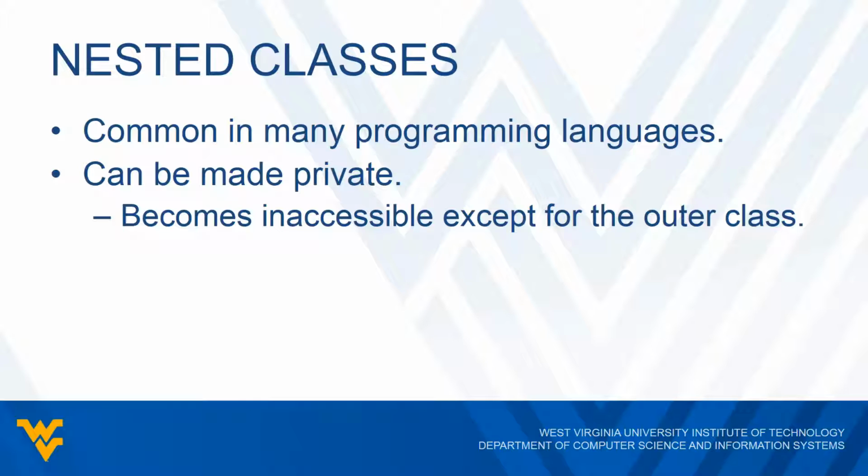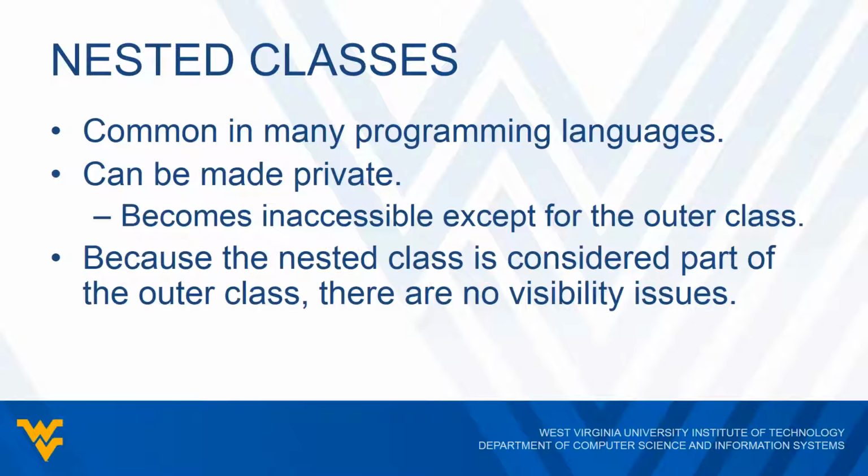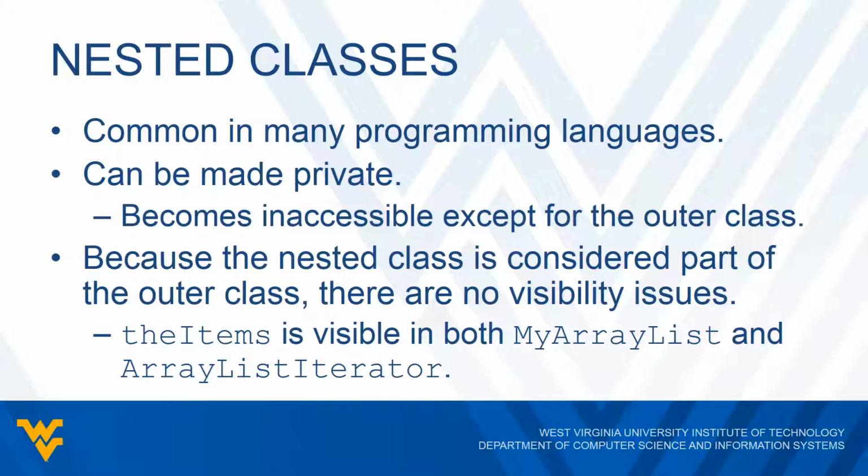But a bigger deal is that because the nested class is part of the outer class, there are no visibility issues with any of the instance variables or methods inside of either class. That means in this case, the items variable is visible for both myArrayList and the ArrayList iterator. So we don't have to worry about whether or not ArrayList iterator can see the items array. It can, because it is a nested class inside of the myArrayList class.